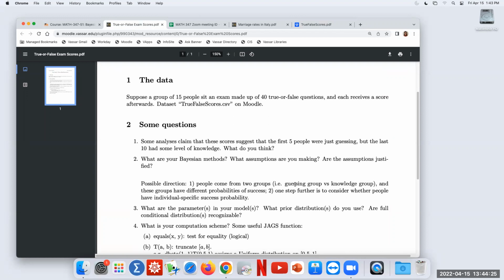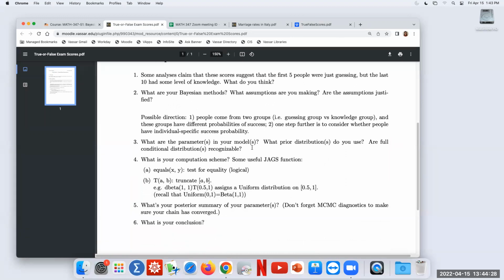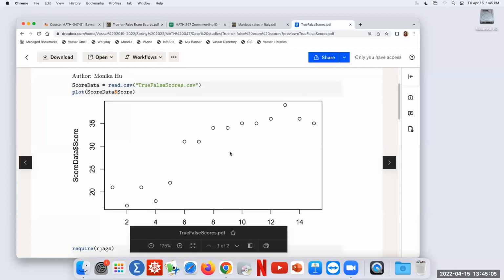model that way. And if you do that, then of course, make sure that you know what the parameters are in the model, what the prior distributions are, or I should say, what kind of computing scheme you're going to have. And here I propose, and I included, some useful JAX functions in case you want to do any kind of truncation and so on, okay? And lastly, what is your posterior summary of the parameters, as well as MCMC diagnostics? And then, going back to the initial question of do you think there really exist two groups, the random guessing group as well as the knowledgeable group, based on the outcome that we have seen over here.